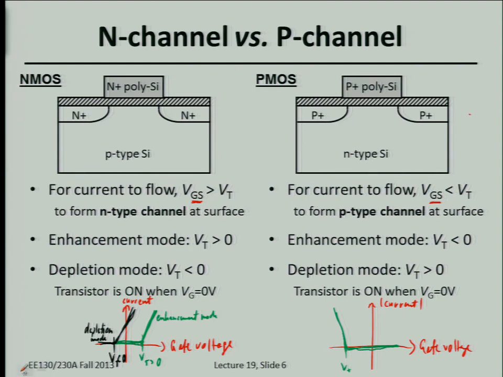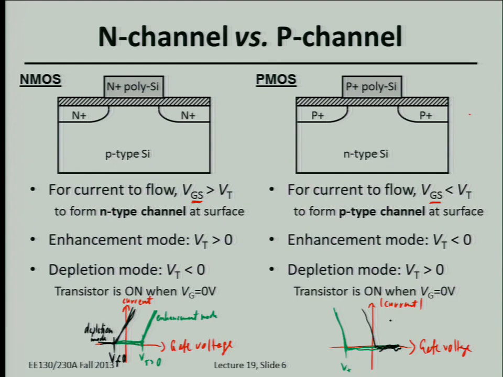And then for depletion mode, it's going to look like, well, something like this, if I can draw a straight line. Okay, does that make sense? So at 0 volts on the gate, it's actually on. Okay, questions?